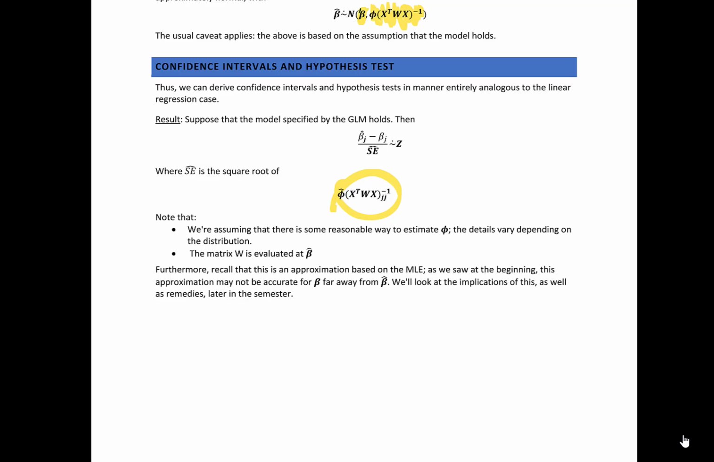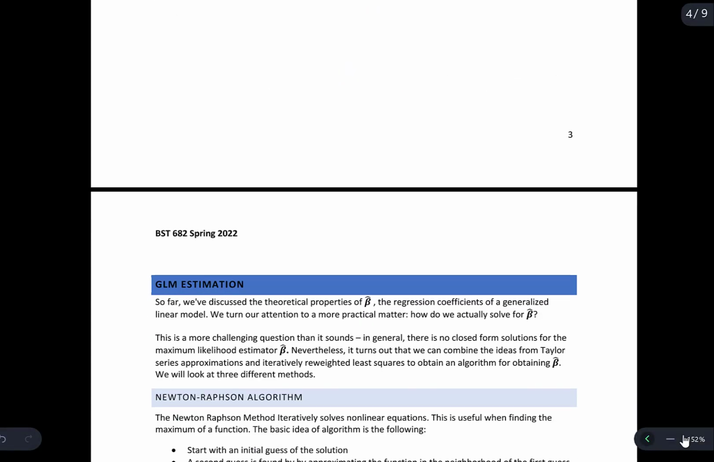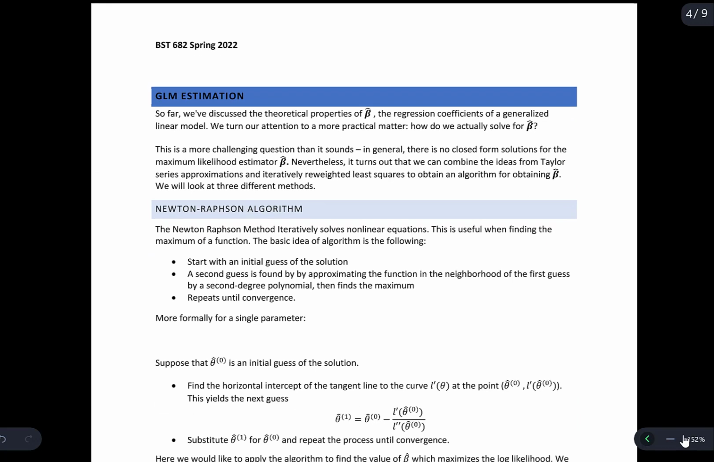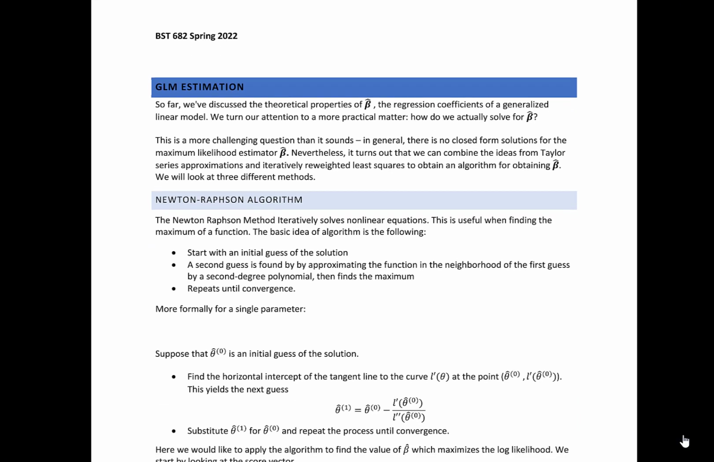All right. So now that's some of the theoretical properties of beta hat, the regression coefficients of a GLM. We have this more practical question, which is how do you actually solve for beta hat? We see these theoretical distributions, but how do you actually solve for that estimate? And it ends up that that's a much more challenging question than it might initially sound.